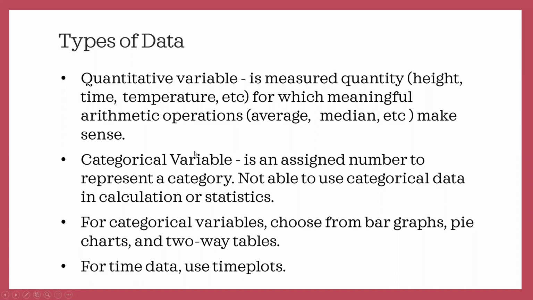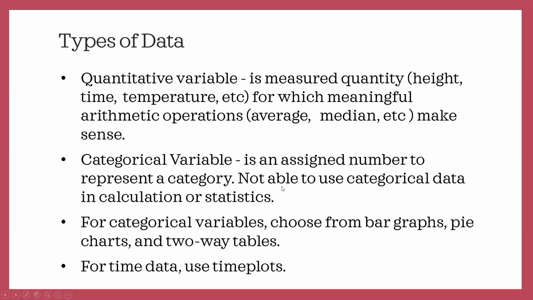So let's talk about the types of data that you probably collected for your project. There are quantitative variables, which are a measured quantity, like height or time or temperature, for which you can have meaningful arithmetic operations, and average, mean, median, mode make sense, okay? There's categorical data, which can be assigned a number to represent a category, but you're not able to use it for statistics.